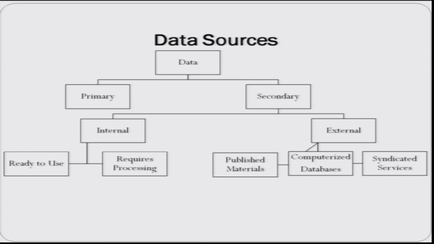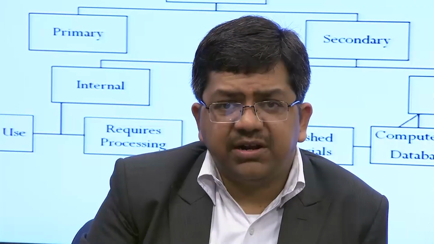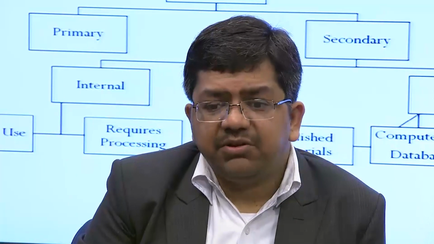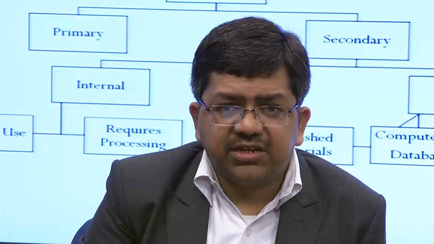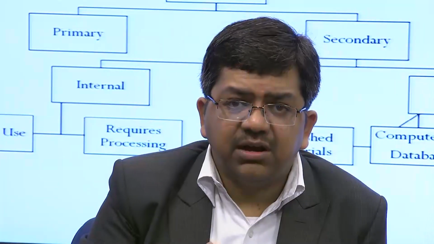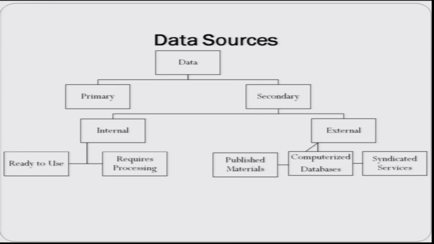Then you can have external secondary data that you can procure from outside the organization. There is published material, a lot of literature is available, academic research is available. We have talked about the different databases where you can get a lot of literature about any concerned topic. Then you have computerized databases, or syndicated services, which are also available these days, which can give you data about different markets, different brands, or, in a particular industry sector, the overall picture of that sector. However, some of these services are paid.